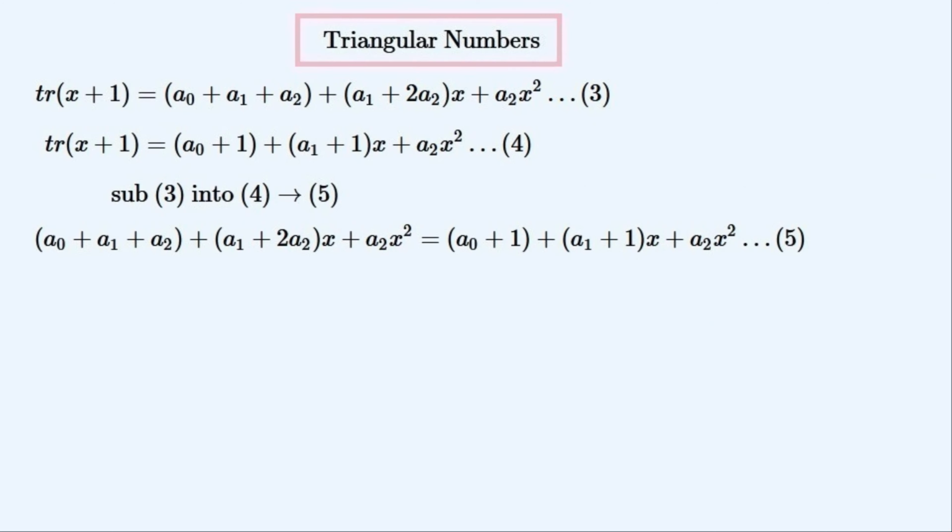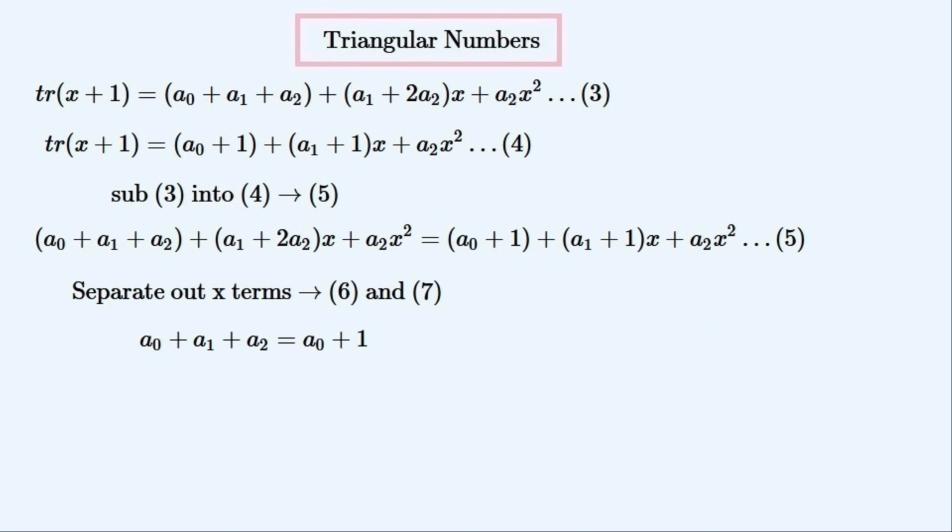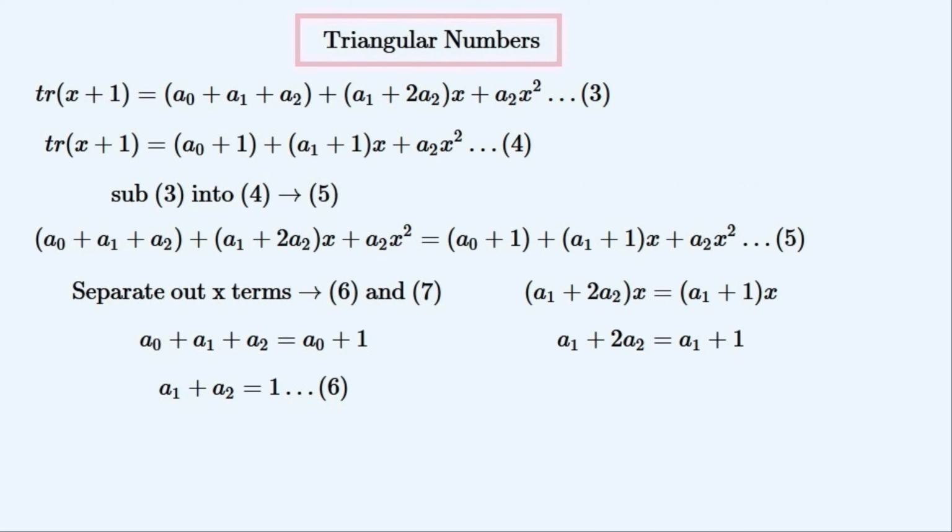We'll equate these two expressions together, which is a substitution. We can separate out all of the terms depending on which power of x they are multiplied by. We'll separate all of the constant terms first. So then we'll get this equation. Then we'll separate all of the x terms to get this equation. Dividing both sides by x gives us this equation, which gives us this simple equation.